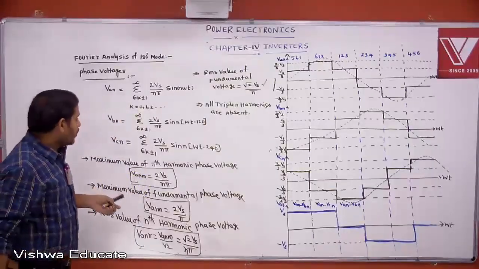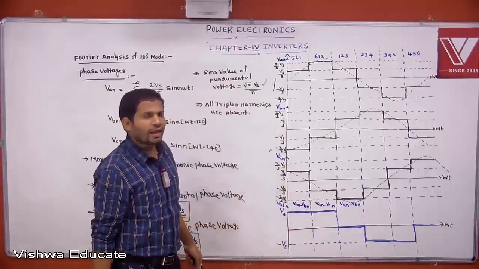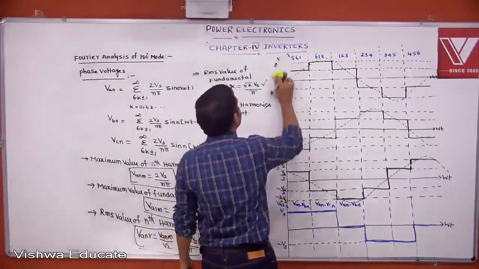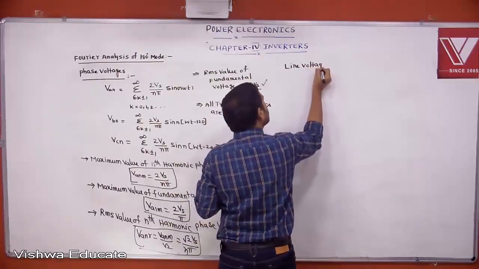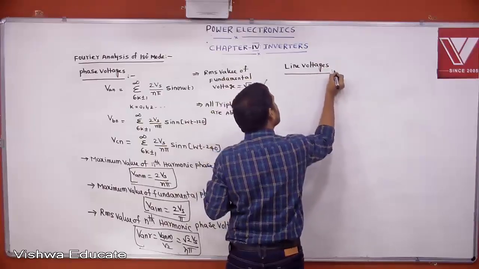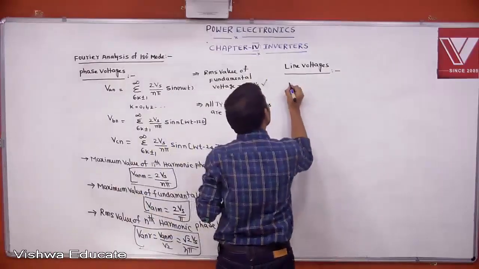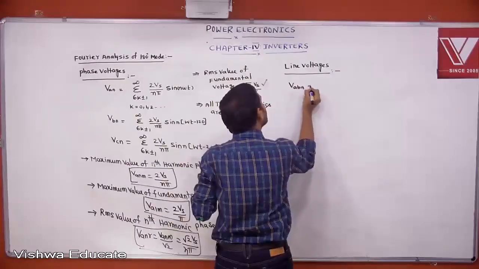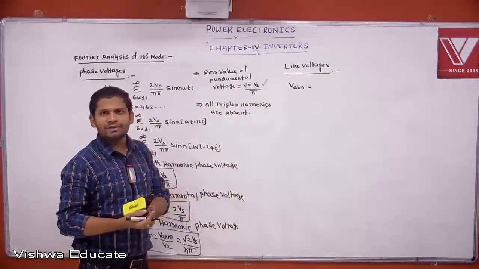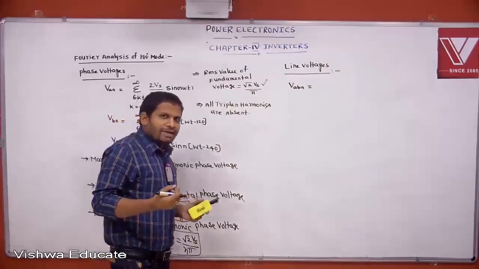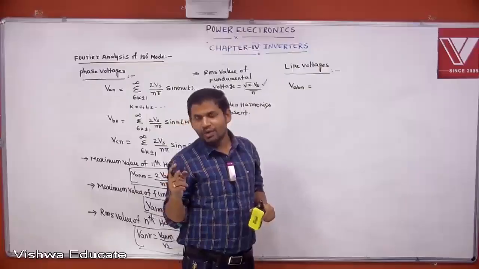Then similarly, we can apply Fourier analysis for line voltage also. That you will see. Then line voltages. Write one line voltage, VABN, the instantaneous value of line voltage. How to write the amplitude in line voltage is simple. One line is nothing but a combination of two phases, which is a combination of two half bridge inverters.